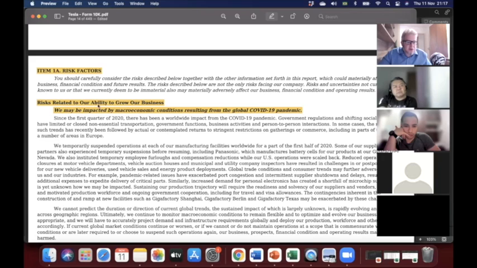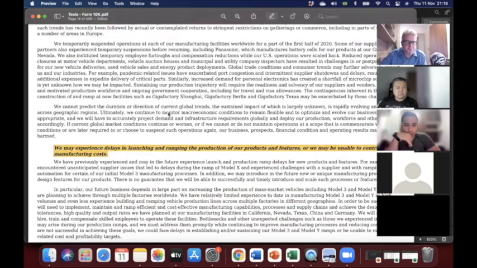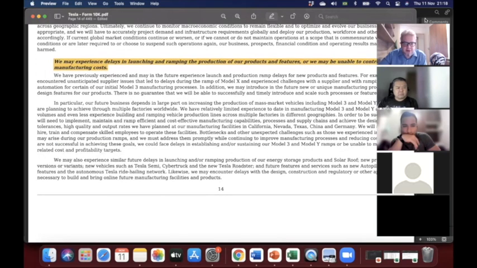So risks related to our ability to grow our business. We may be impacted by macroeconomic conditions resulting from the global COVID-19 pandemic. This is standard for all companies nowadays. If you look at any company's risk factor section, there will be, of course, something still related to COVID-19 and the impacts that are not so predictable. But let's see other things here.